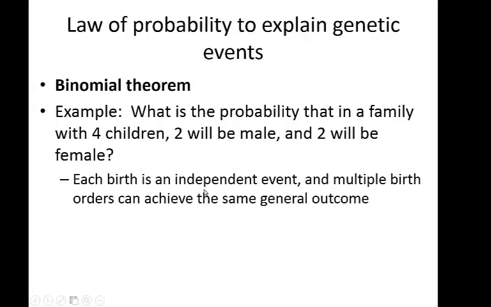So using an example, let's just do 4 children. Let's say in a family of 4 children, what is the probability that 2 will be male and 2 will be female? You don't care what order they happen in. Each birth is an independent event, and you can get multiple birth orders that can achieve the same general outcome, right? You could have 2 males first and then 2 females. You could have 2 females first and then 2 males. You could have a boy, girl, and so on.